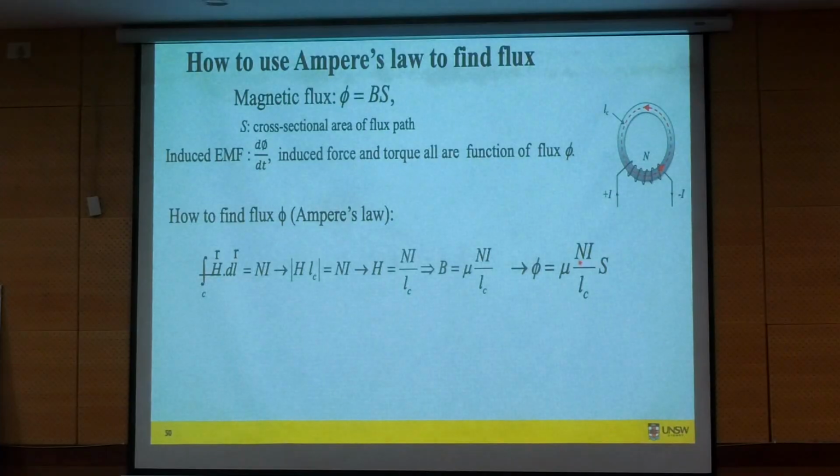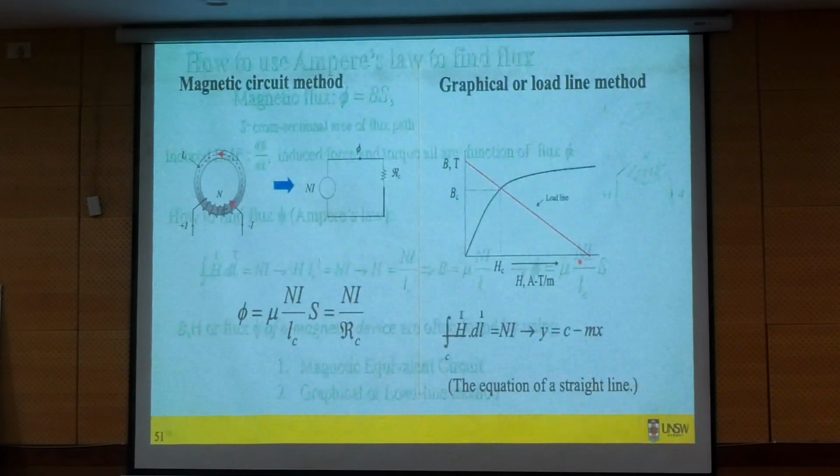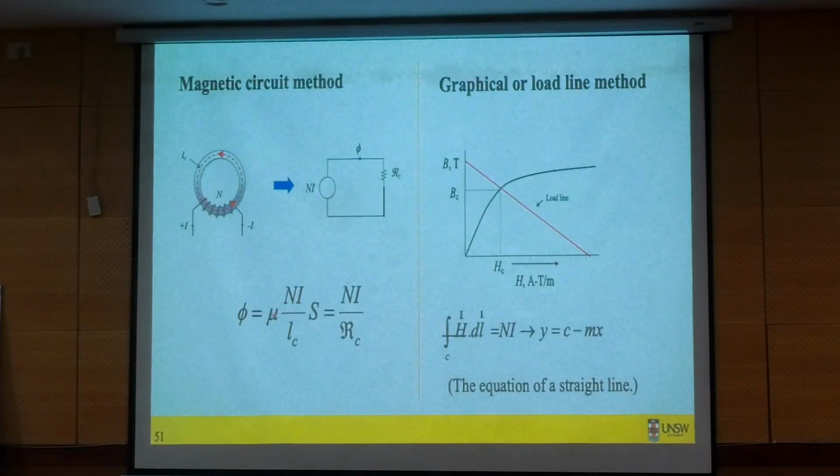So in this expression, the part Lc over S times mu is kind of like a resistance. If you recall, the resistance of a wire is length over cross-sectional area times the resistivity, right? In the case of a magnetic circuit, it is again length over cross-sectional area, but divided by the permeability, mu. And this component is called reluctance, okay?